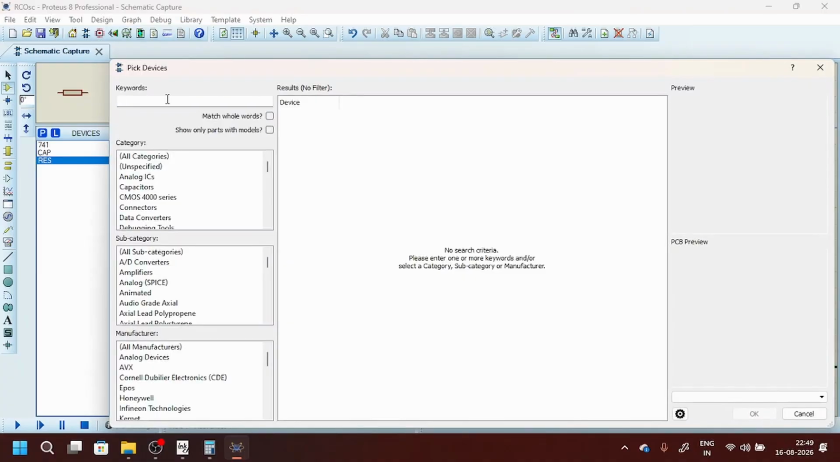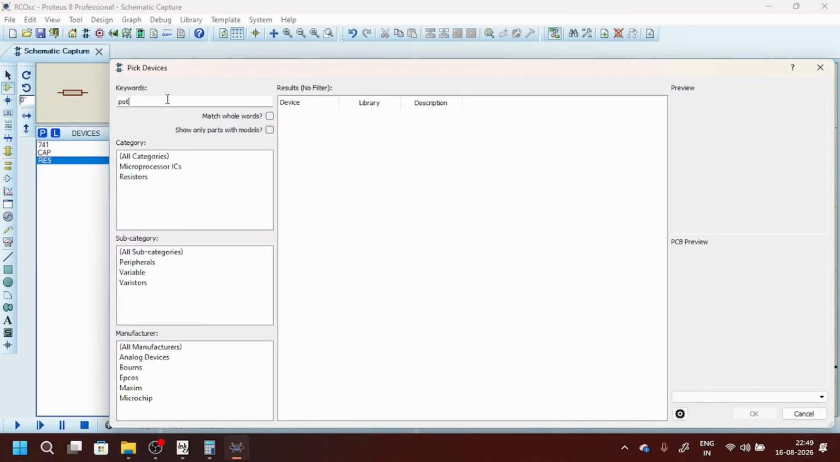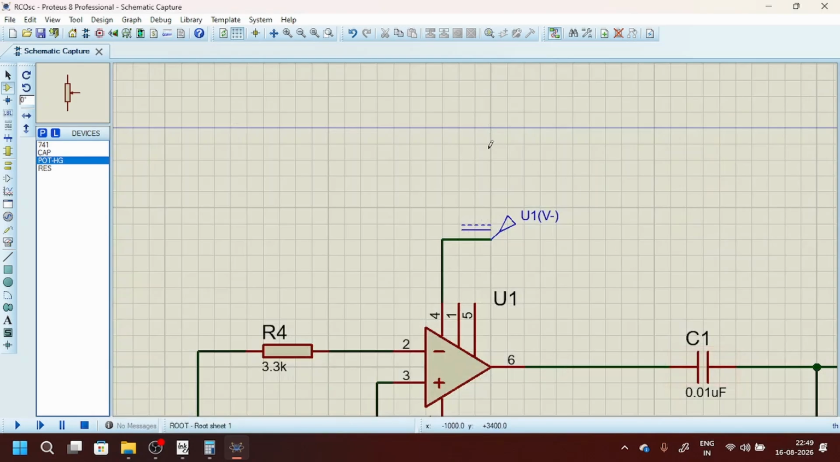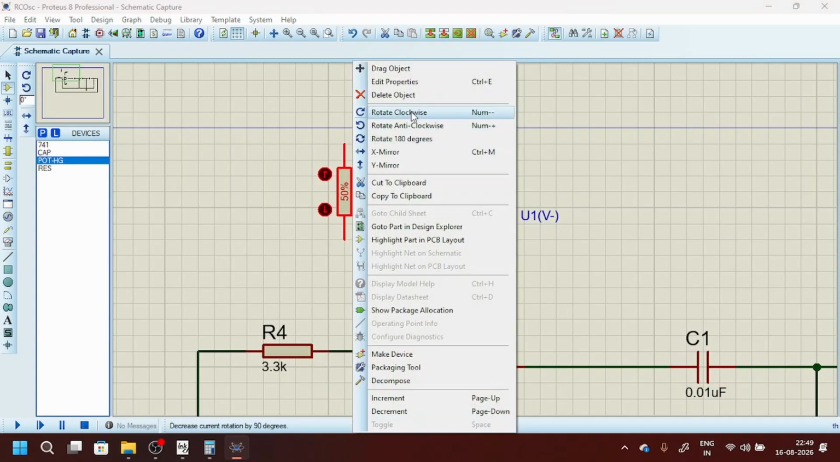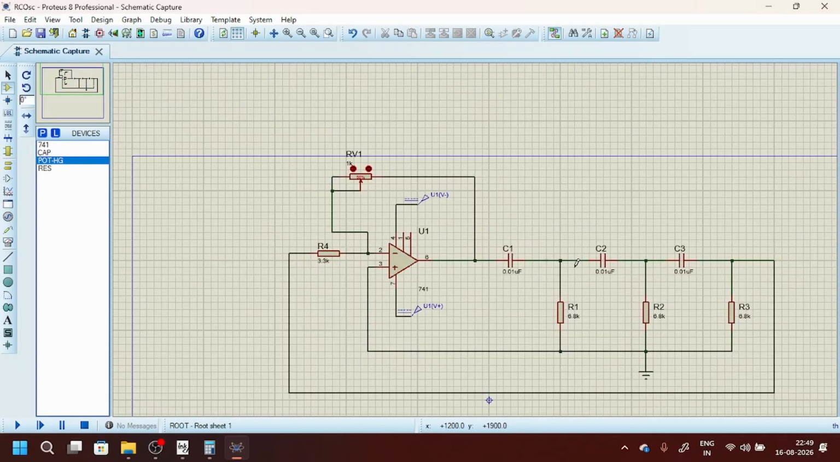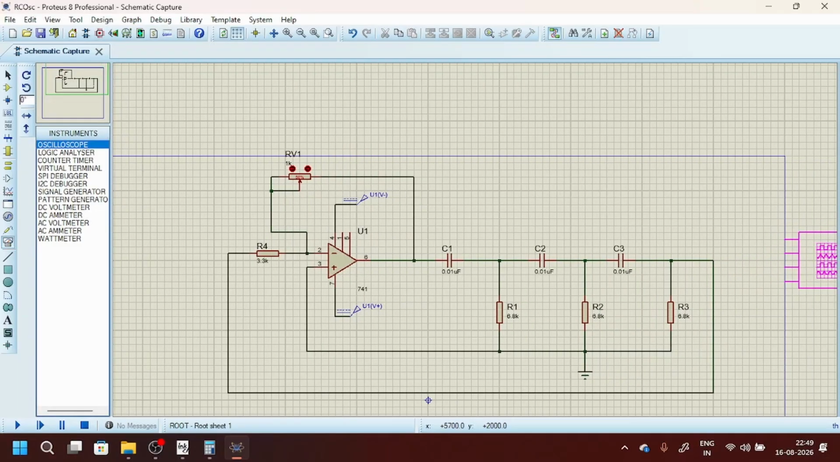Now I need a potentiometer. So the potentiometer is placed right here. Take a part of the output and connect it as the input, and this one will be connected like this. So these are the connections, and yeah, I need an oscilloscope also to check the output.